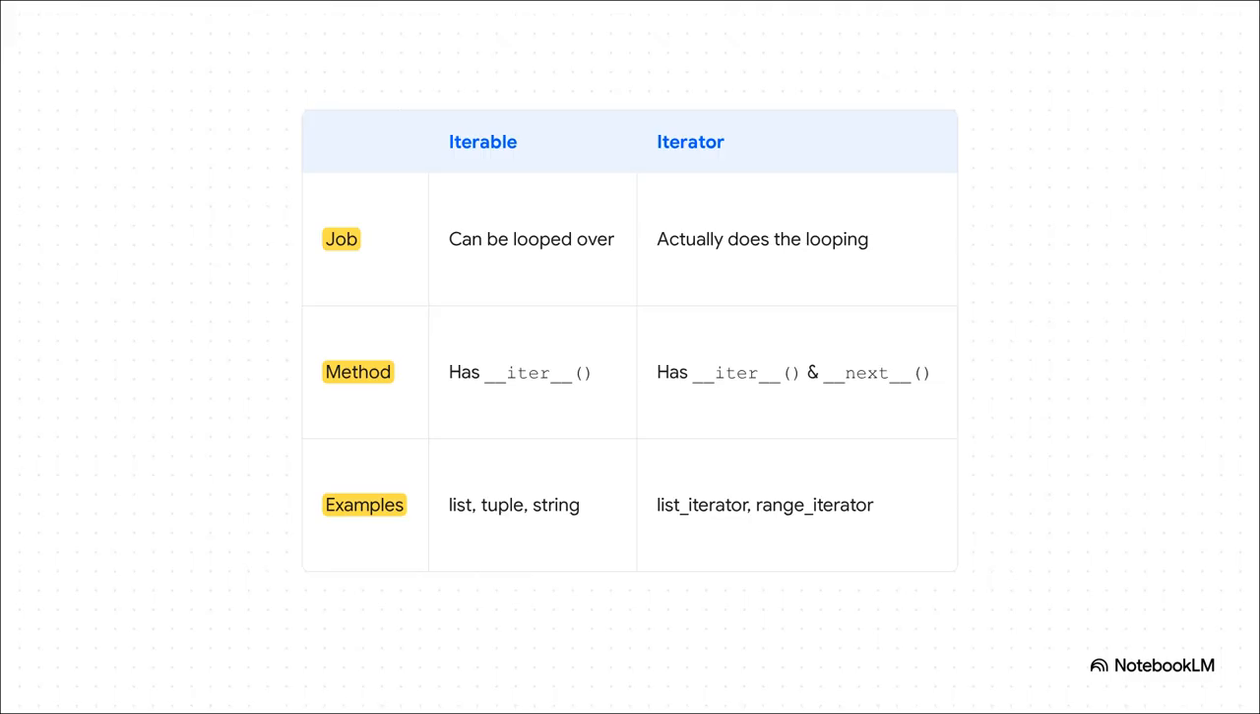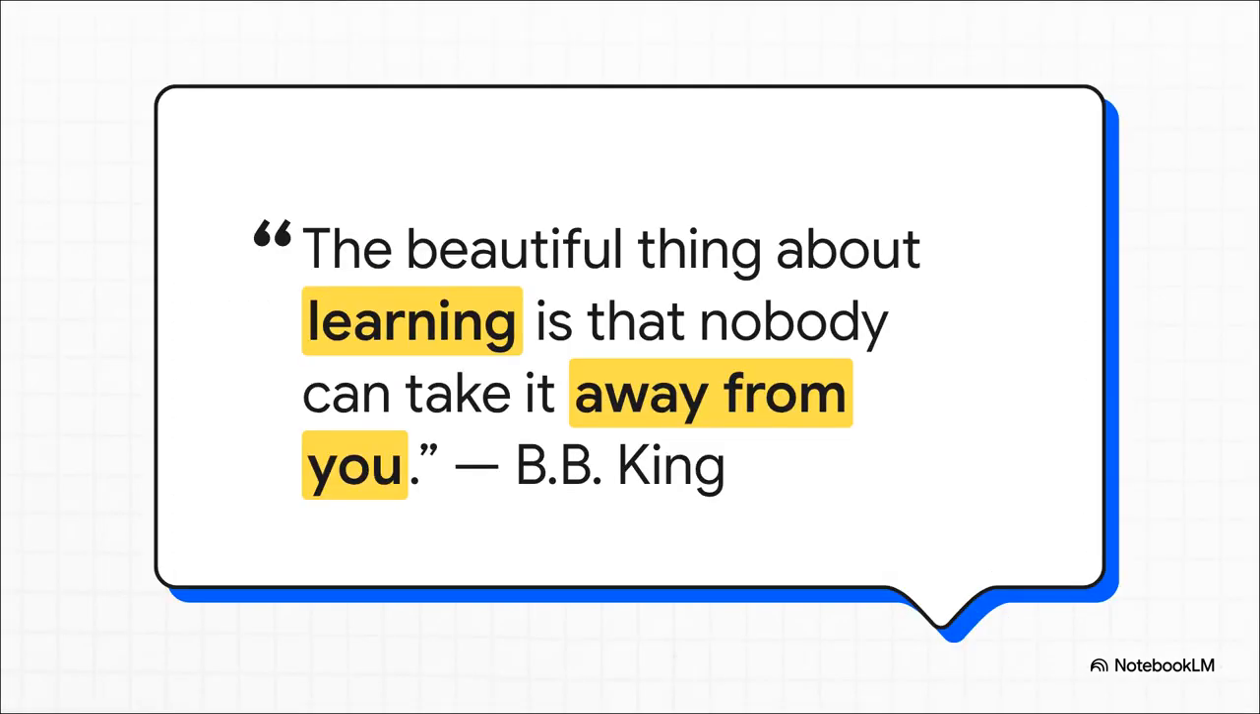And that really brings us to the final, super important distinction, the difference between an iterable and an iterator. An iterable, that's your list, your string, it's the thing that can be looped over. Think of it as the book. The iterator, on the other hand, is the object that actually does the looping. That's the bookmark. You can get lots of bookmarks from one book, but each bookmark can only be read through once.